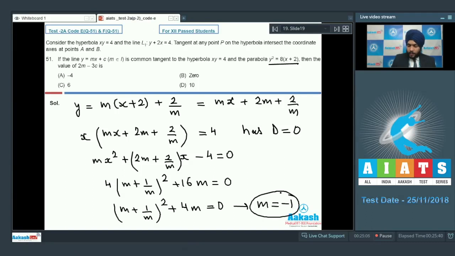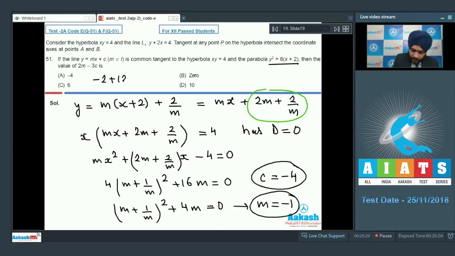So if m is equal to minus 1, what is going to be the value of c? C is going to be minus 4. What is the value of 2m minus 3c? 2 into minus 1 minus 2 plus 12, and the answer will be equal to 10. Option number D is the correct choice.